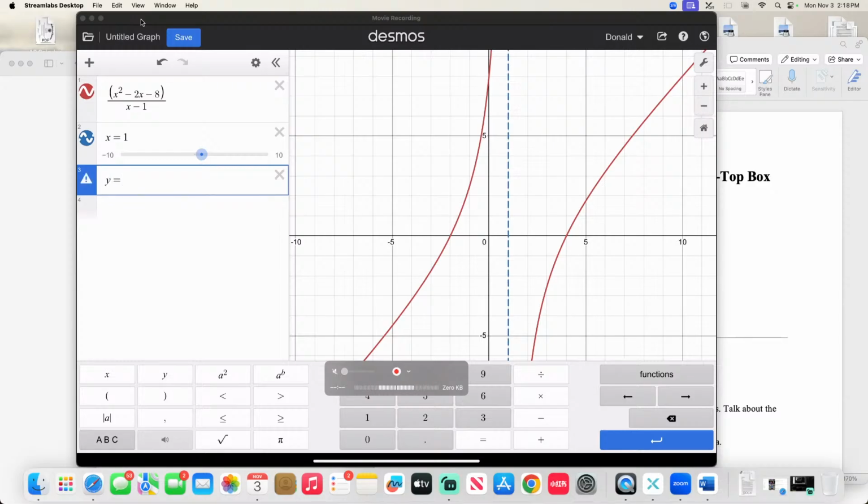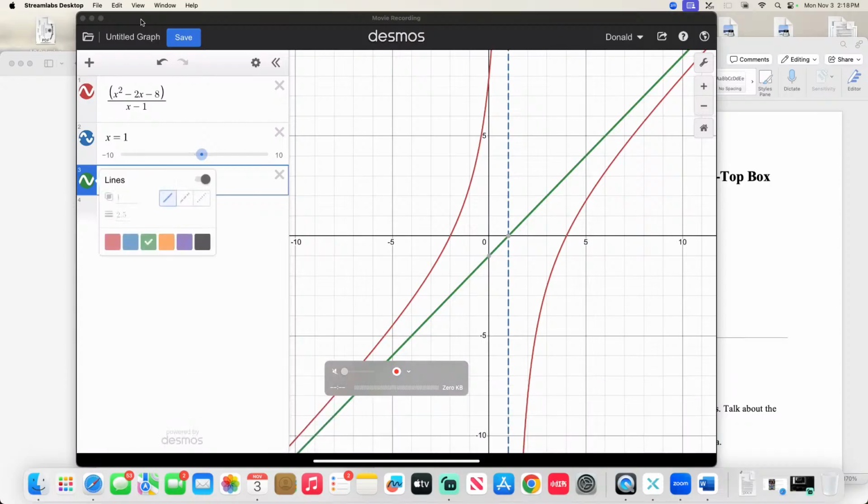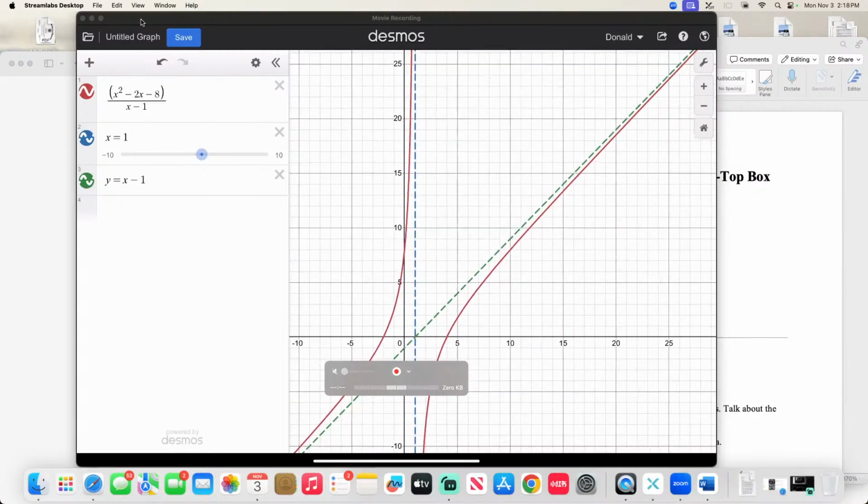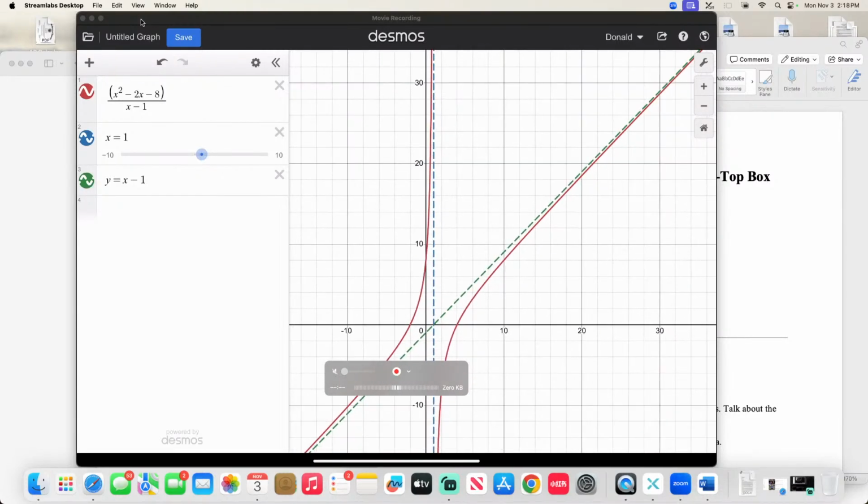y equal to x minus 1. Do you see that? And you're going to see this. Look at this. They follow strictly along the asymptote. They're getting really close to it, but they are not touching it.